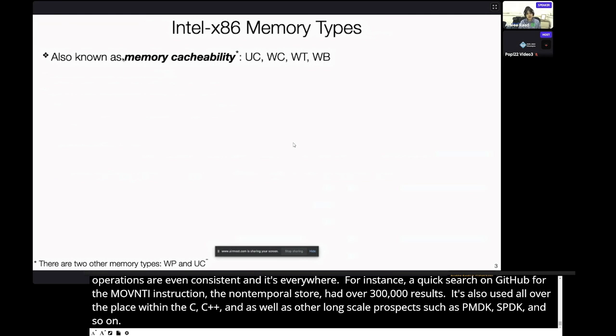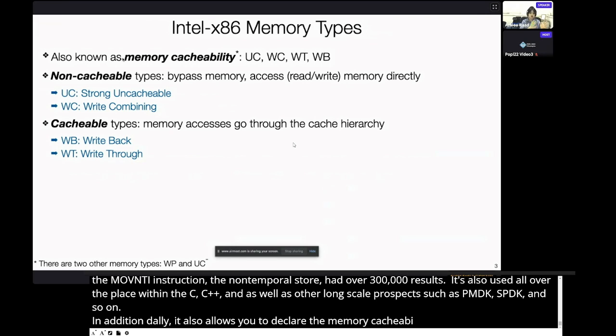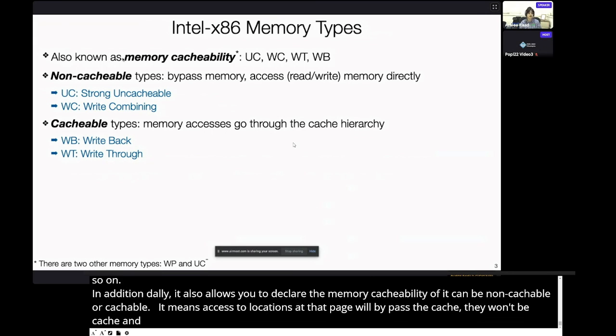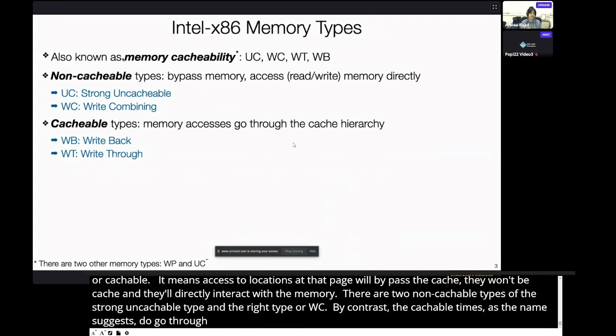Additionally, Intel-x86 also allows you to declare the memory cacheability of a given page. So memory cacheability can either be non-cacheable or cacheable. When you declare a memory page as non-cacheable, it means that accesses to the locations in that page will bypass the cache hierarchy. They won't be cached, and they will directly interact with the memory. There are two non-cacheable types, the strong uncacheable type, or UC, and the write combining type, or WC. By contrast, the cacheable types, as the name suggests, do go through the cache hierarchy, and there are two of these, the write back type, or WB, and the write through type, or WT.